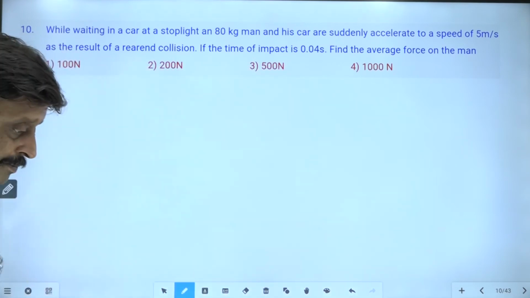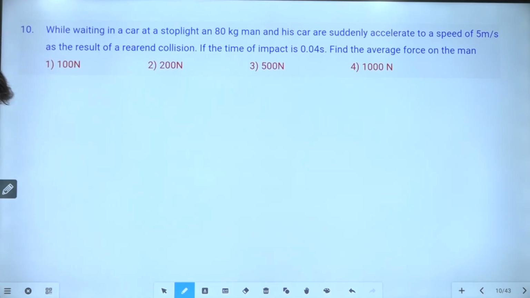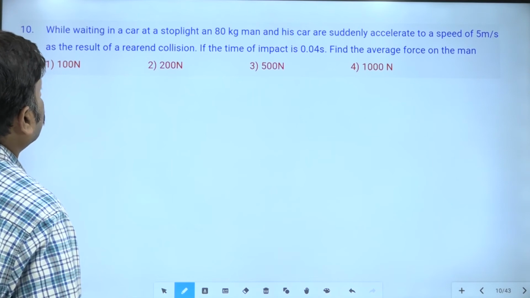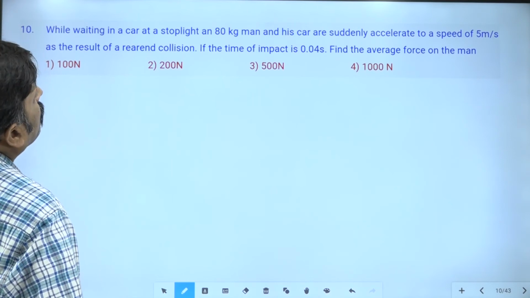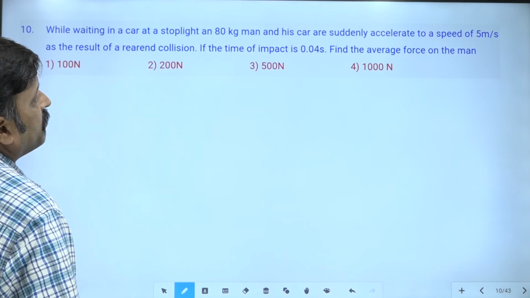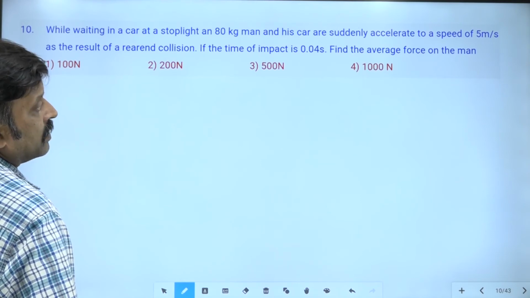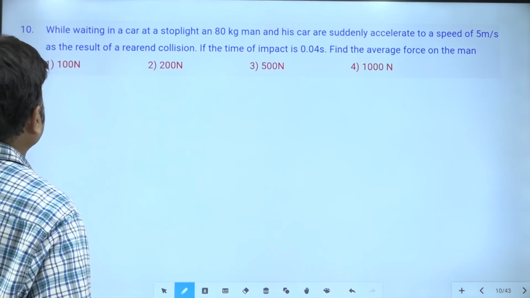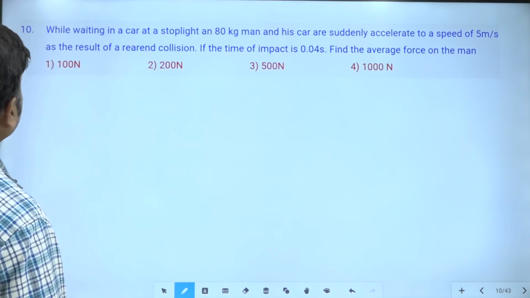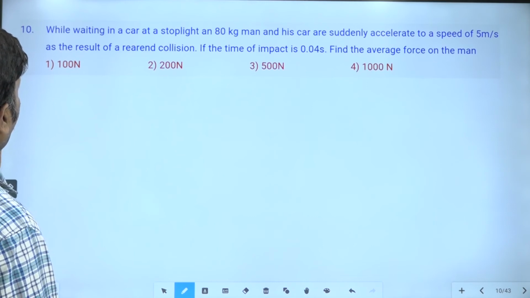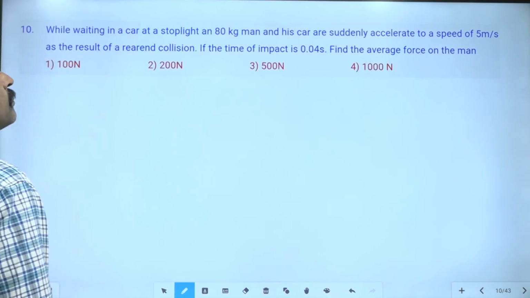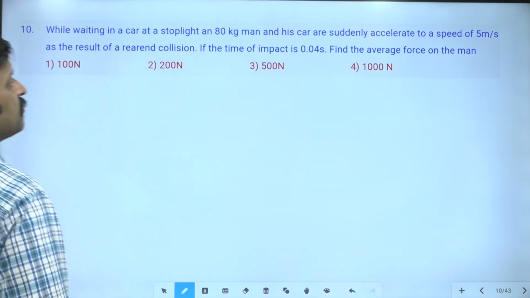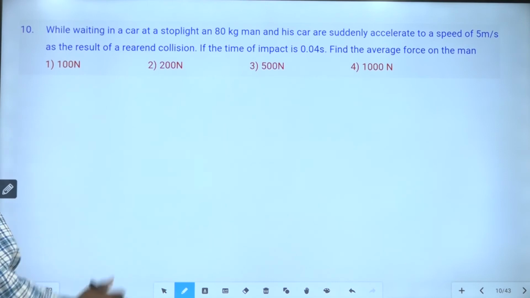Next question. While waiting in a car at a stoplight, an 80 kg man and his car are suddenly accelerated to a speed of 5 meters per second as a result of a rear end collision. The time of impact is 0.04 seconds. Find the average force on the man.